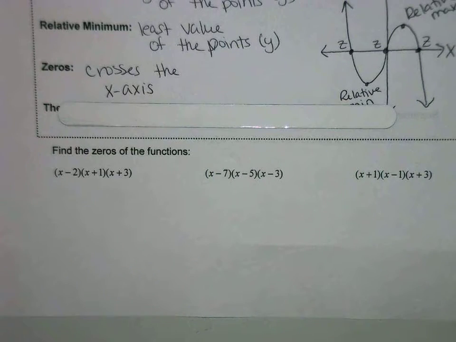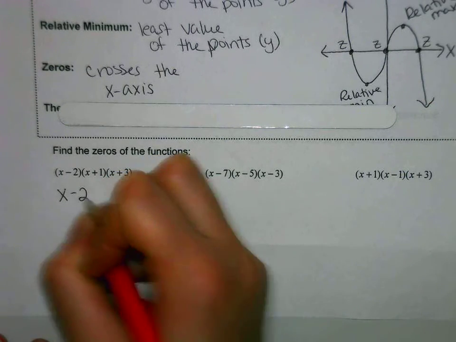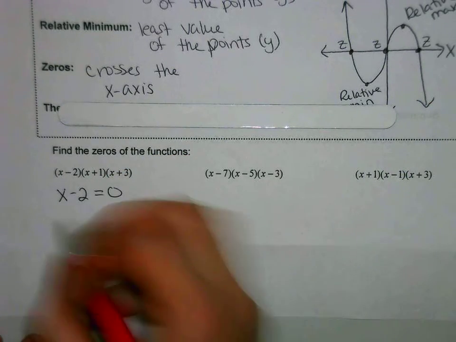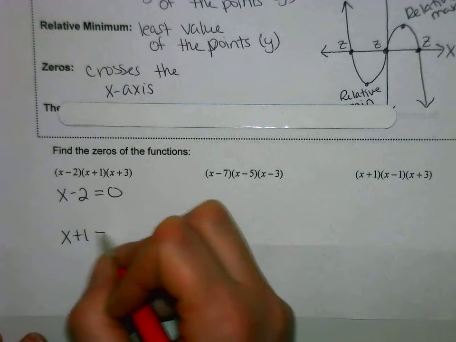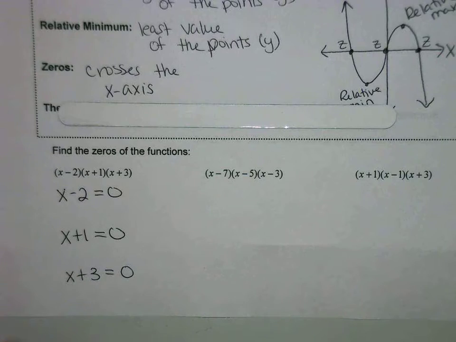Today we are going to be looking at finding the zeros of our functions. So here we have three groups. x minus 2, we want to set that equal to 0. x plus 1 equal to 0. And x plus 3 equal to 0.